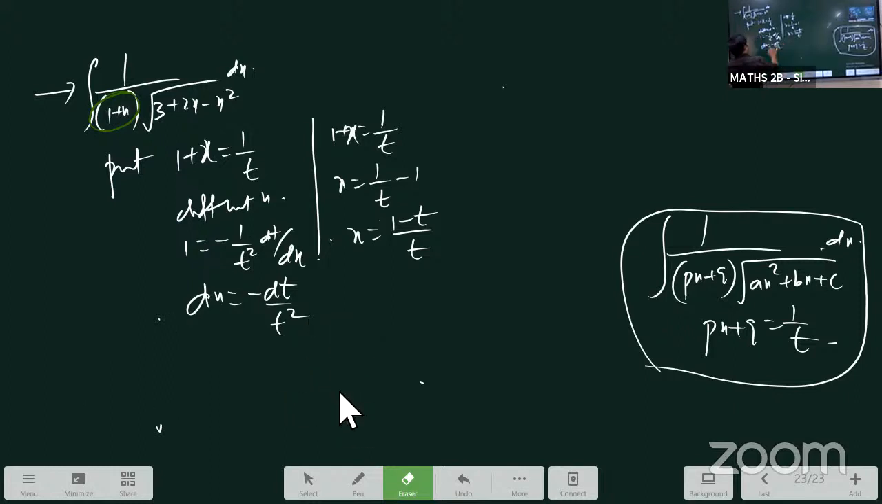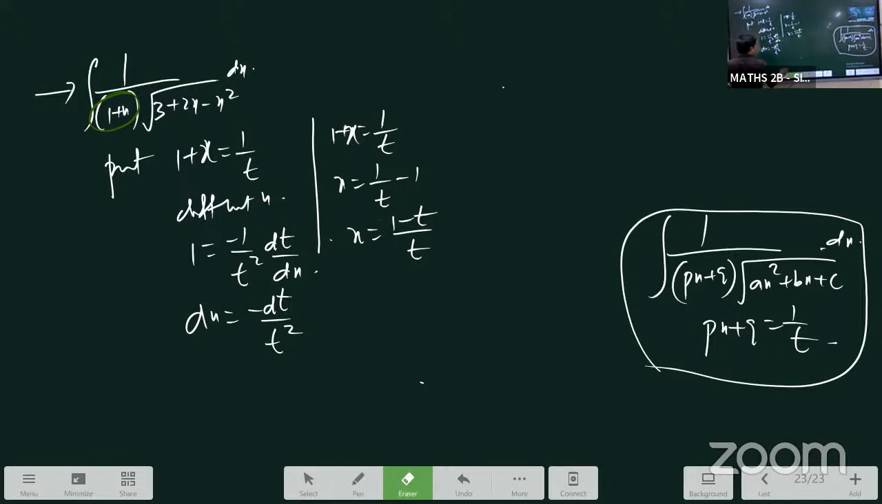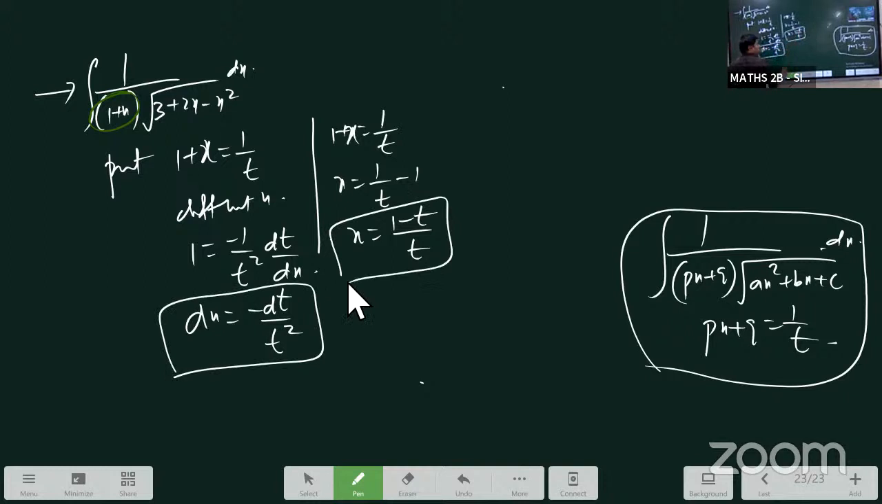So this part you got it, no? Differentiate: 1 equal to minus 1 by t square dt by dx. Then dx equal to minus dt by t square. x is nothing but (1 minus t) by t, right? So I hope you now got it. dx in terms of t, x is also in terms of t. Next, replace everything in your integration.